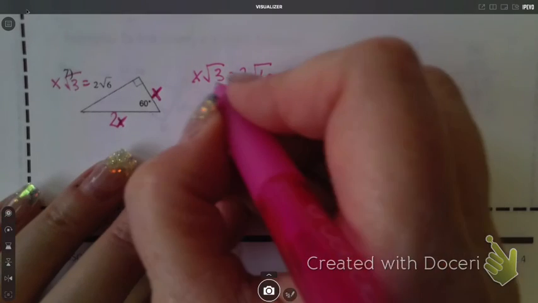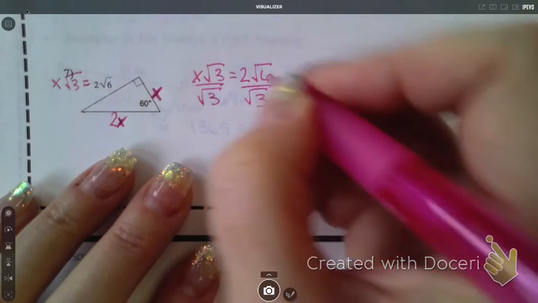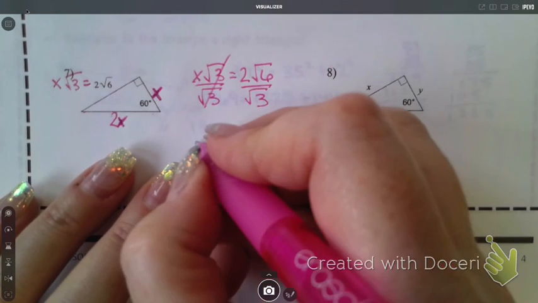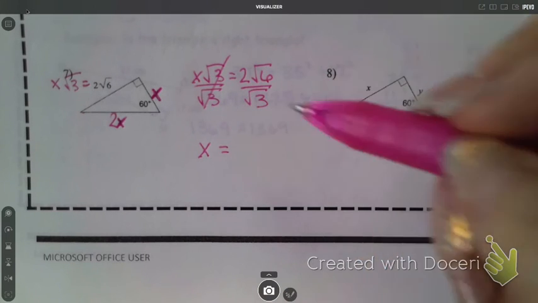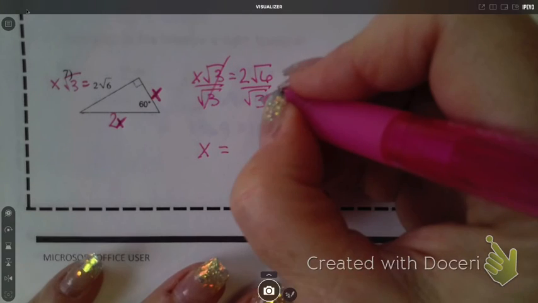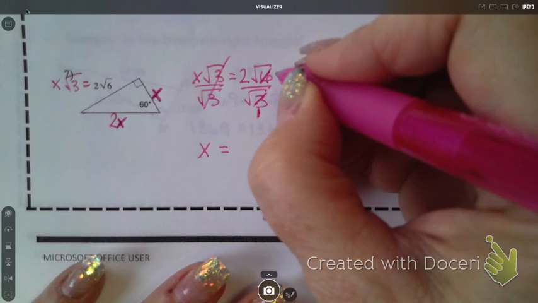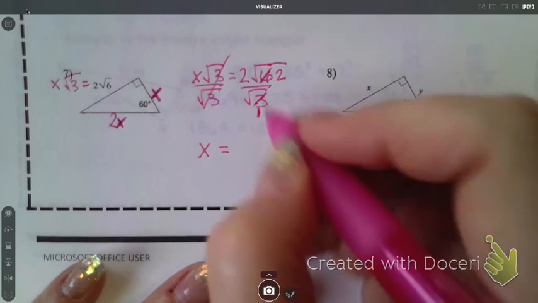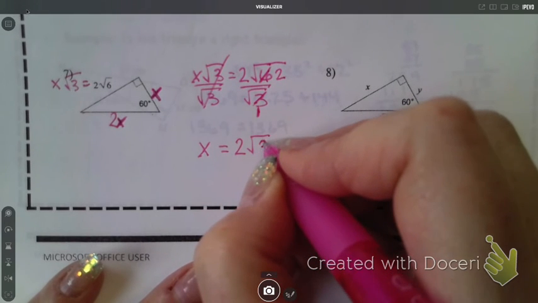Divide by square root of 3. On the left, the square root of 3 is reduced. Now, square root of 6 and square root of 3 are both in the square roots. Does 3 go into 6? Yeah. So can I reduce them then? Yeah. 3 goes into 3 once, and 3 goes into 6 twice. Well, I just have 2 square root of 3 now, don't I? Yep. How about 2 square root of 2? Yep.